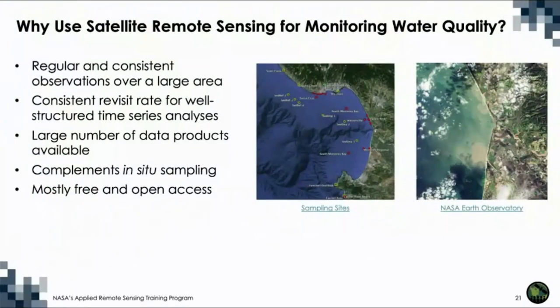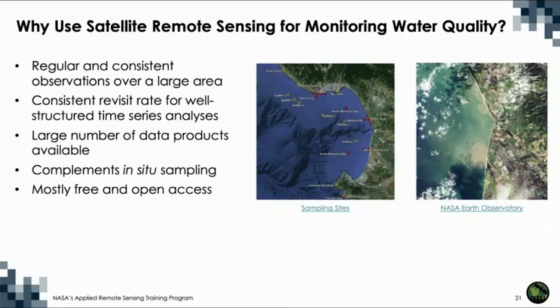So why use remote sensing for monitoring water quality? As you can see in these two figures, in California, this is South Monterey Bay. The sampling sites in this figure are shown in red and yellow marks. That's where water quality is monitored. But as you can see, large areas are unobserved and it's very sparse in this area. Whereas in this image, there is continuous coverage everywhere in the bay.